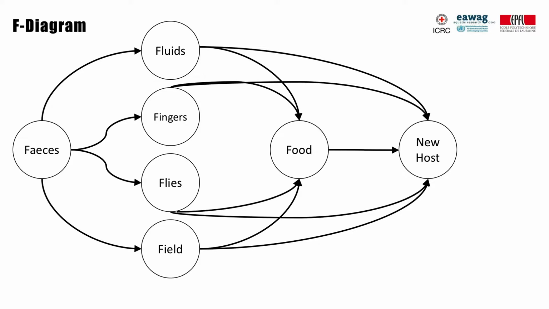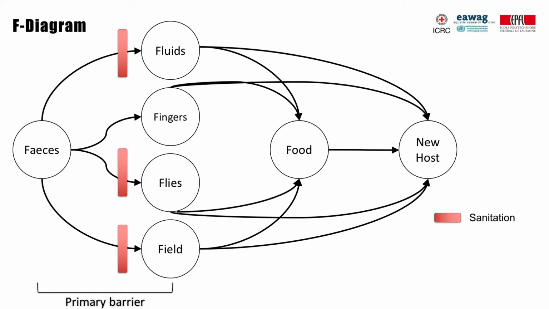In order to stop the transmission of these diseases, primary barriers can be put in place to prevent the initial contact with the feces. It is mainly done with sanitation interventions, which aim to contain human excreta so that it is not free to spread into the environment.